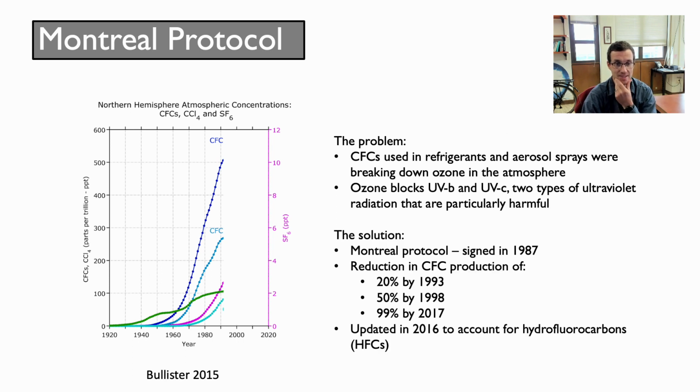Now, this Montreal Protocol was signed in 1987 and had a stepped reduction of CFC production by 20% by 93, 50% by 1998, and then in 2017, they were at about 99% reduction. It's been updated since to account for different types of fluorocarbons that were continuing to eat holes in the atmosphere, and has largely been quite successful.